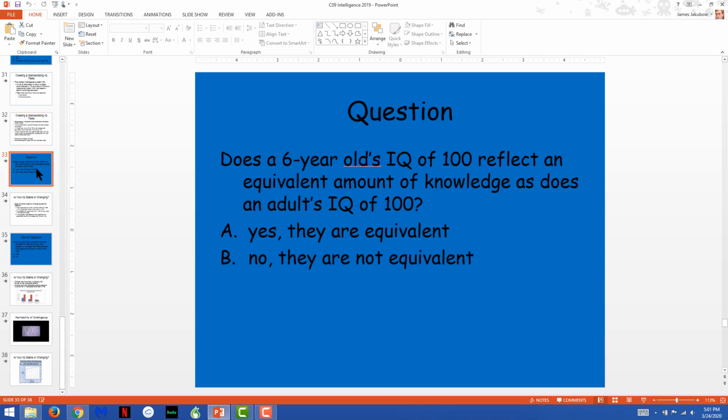So if we looked at this question, does a 6-year-old's IQ of 100 reflect an equivalent amount of knowledge as does an adult's IQ of 100? No, they are not equivalent. A 6-year-old and an adult are going to have completely different levels of intelligence.